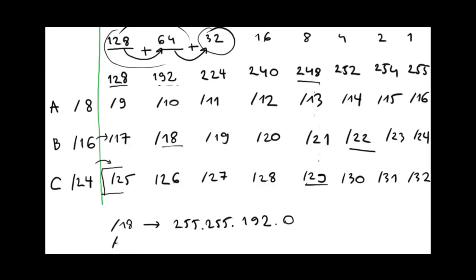Another example, /22. /22 gives us 255.255. Now we're jumping from the second octet to the third octet. We have, looking up, 252. So we're writing down 252 and now 0.